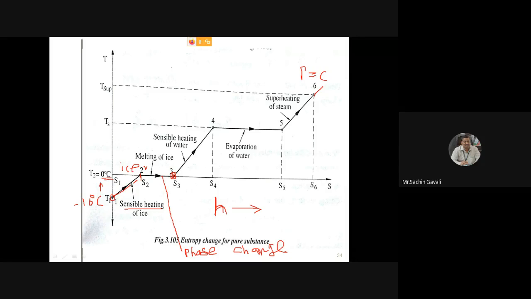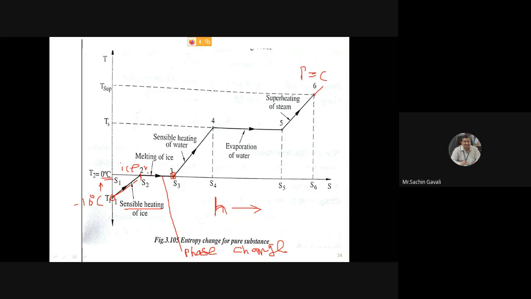Write down now, in your notebook: during any phase change, the temperature of the substance remains constant. So this is a basic idea. Any phase change, you can go anywhere. This is our basic: during phase change, temperature remains constant.